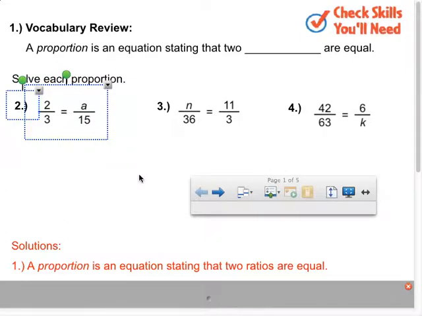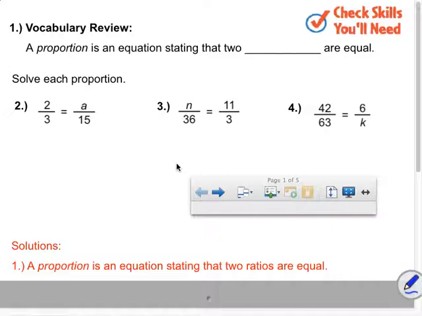Who remembers how to solve using cross product? Number 2. What am I doing? Explain that to me. So you would do 2 times 15. Right, we're going to take the first cross, which is 2 times 15. What is 2 times 15? It's 30.